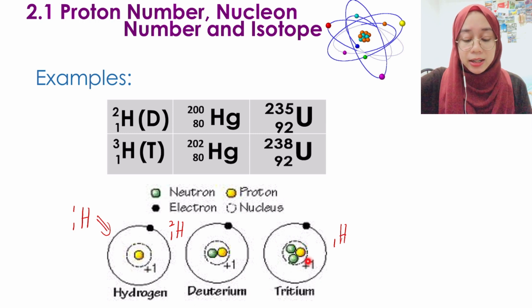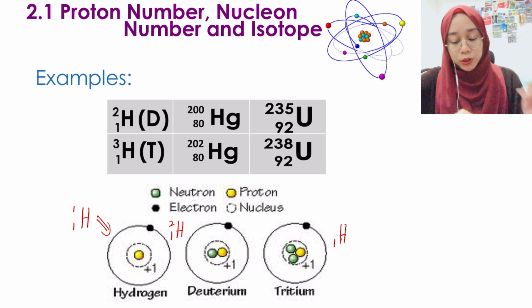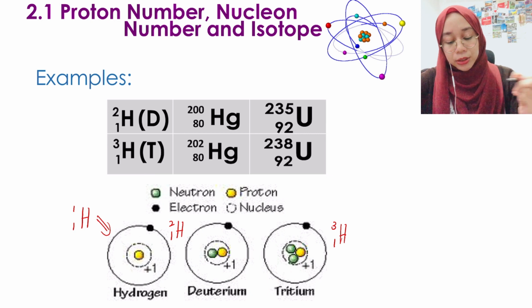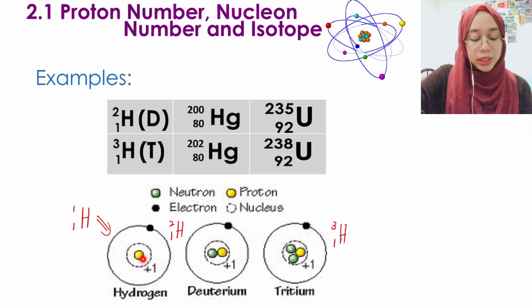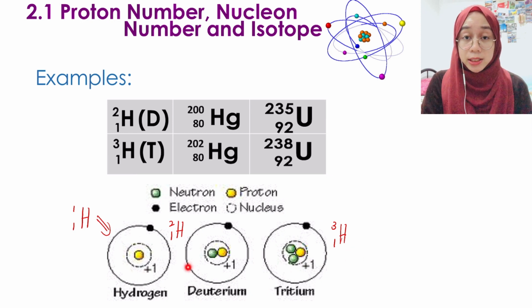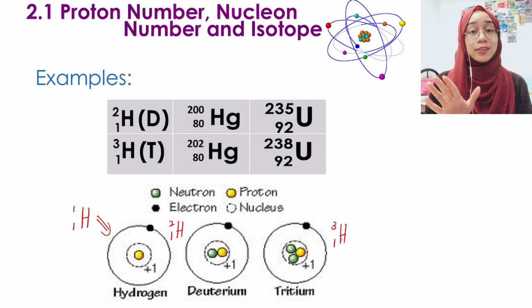But then apa yang beza dia? In terms of neutron, yang ni 0 neutron, this one ada satu neutron, this one ada 2 neutron. Maksud nucleon number untuk yang tritium ni adalah 3. Okay, so all of these 3 semua ni adalah hydrogen. So we have 3 atoms of the same element, but then dia ada proton number yang sama, but with different nucleon number. Okay, so boleh nampak clear lah untuk isotope ni.